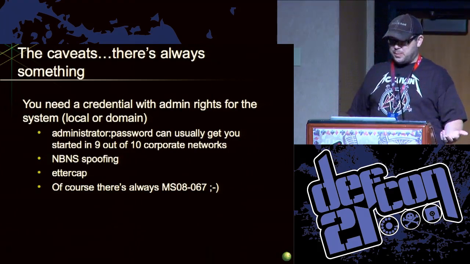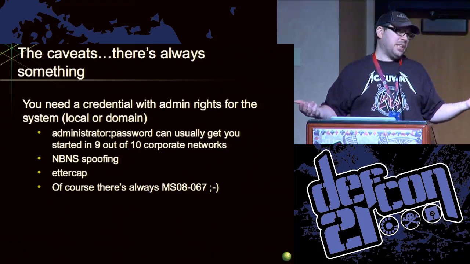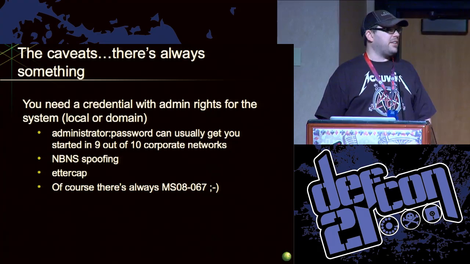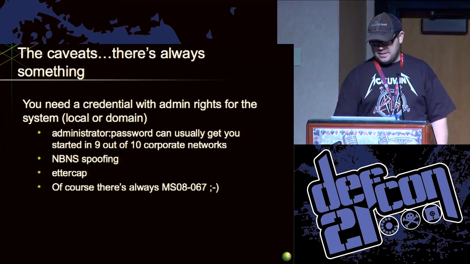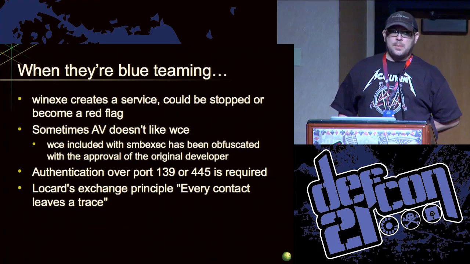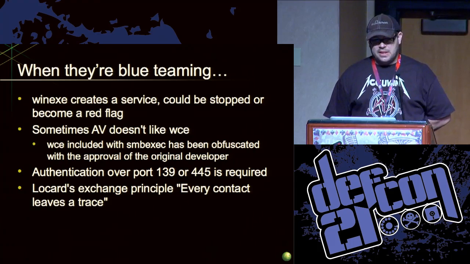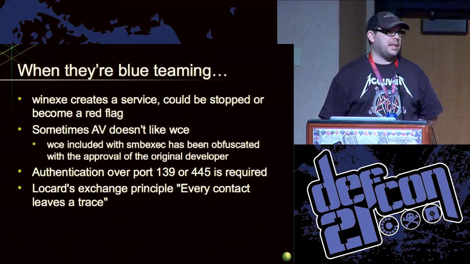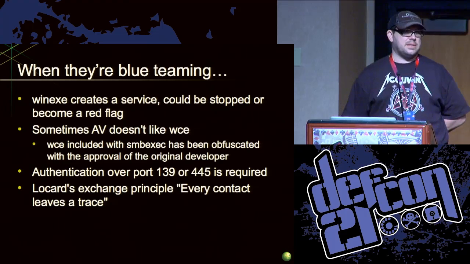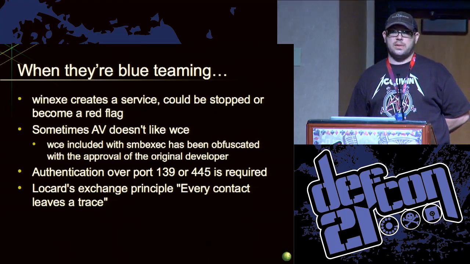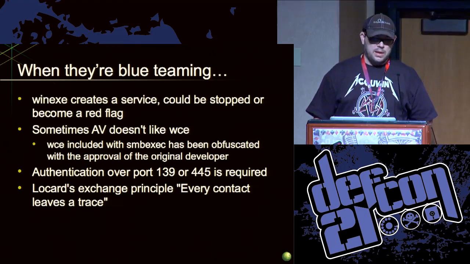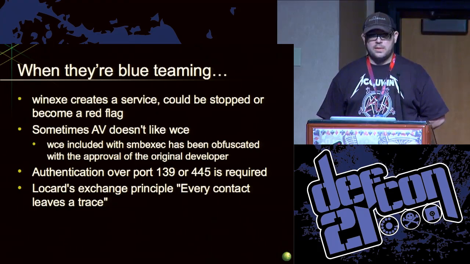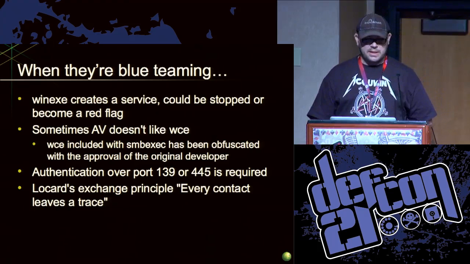Of course, there's NBNS spoofing. I'm partial to Ettercap, but that's just me. And of course, there's always MS08-067. So when someone's actually caring or paying attention, WinExe actually creates a service that could be stopped or become a red flag. It actually has a binary that it does install in, I believe, either the Windows or the System32 or one of the paths. So that could be a red flag, could get caught. So it touches disk basically.